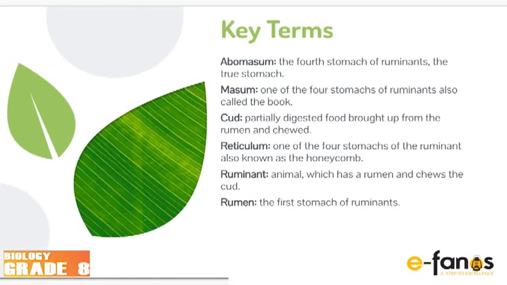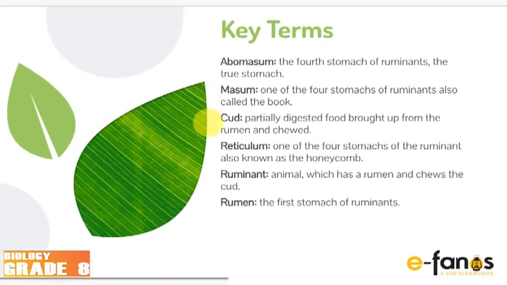Time for a few key terms. Abomasum is the fourth stomach of the ruminants, and this is the true stomach. It's got many stomachs because it needs to digest all that plant matter. The omasum is one of the four stomachs of ruminants, also called the book.